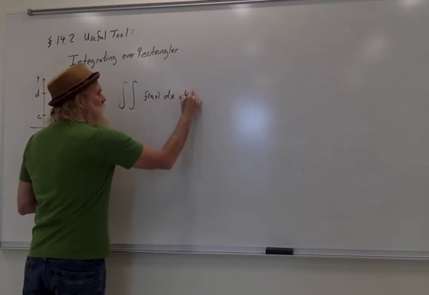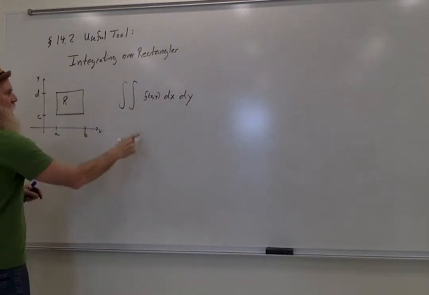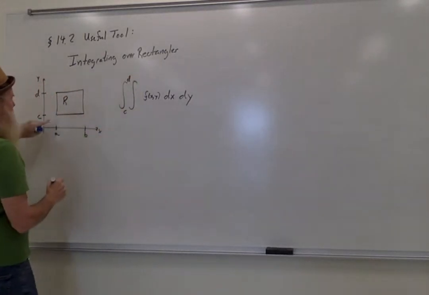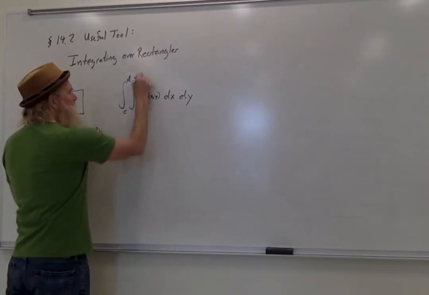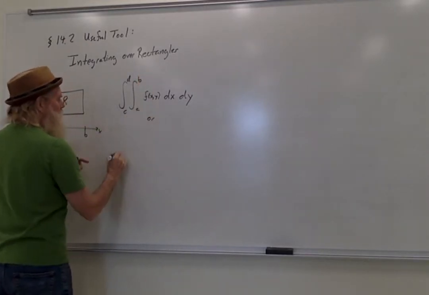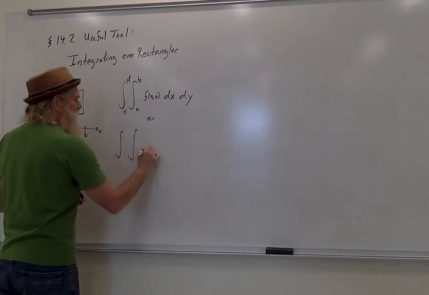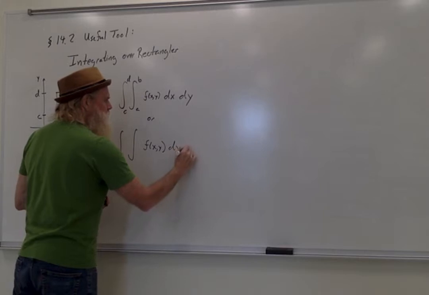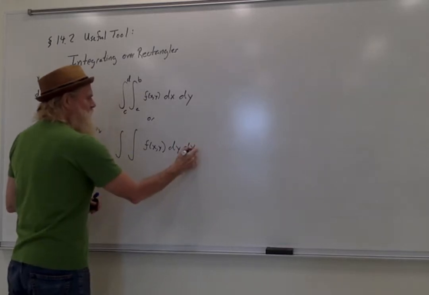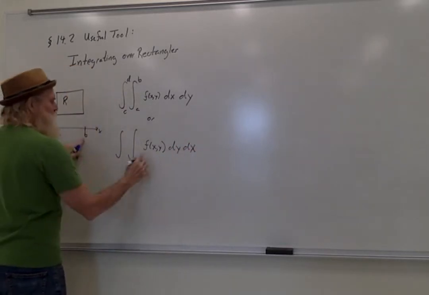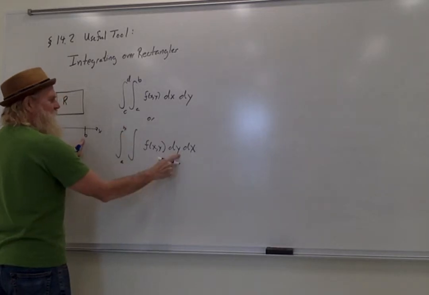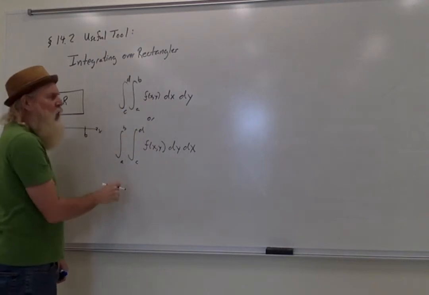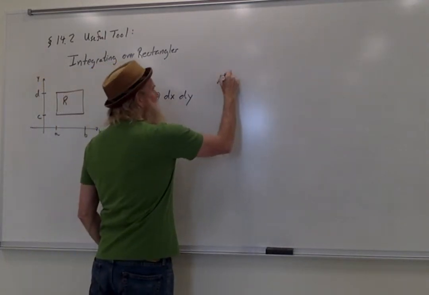If the order of integration is dx dy, then on the outside, y will go from C to D, and on the inside, x will go from A to B. Or, if you're integrating in the other order, then on the outside, x goes from A to B, and on the inside, y goes from C to D. Either way, though, notice that all four bounds are constants.